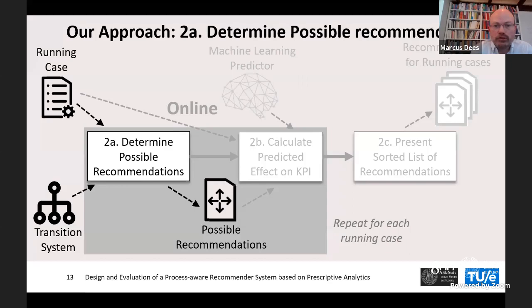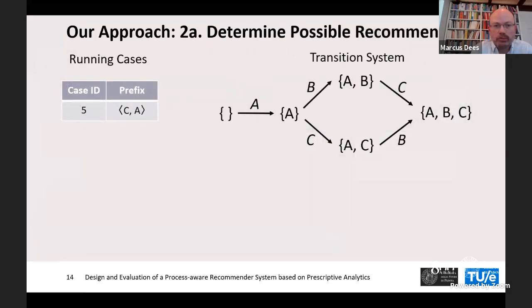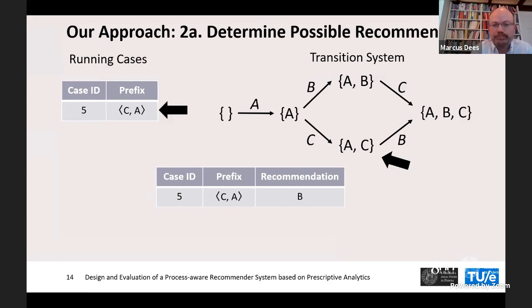So the first step is to determine the possible recommendations. So we use the prefix of a running case in our transition system, and we translate the prefix into a state in the transition system, and we find the state AC here. And from AC in the transition system, state ABC can be reached by activity B. So B is the possible recommendation for our prefix.